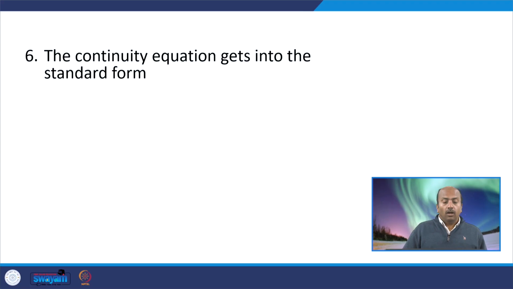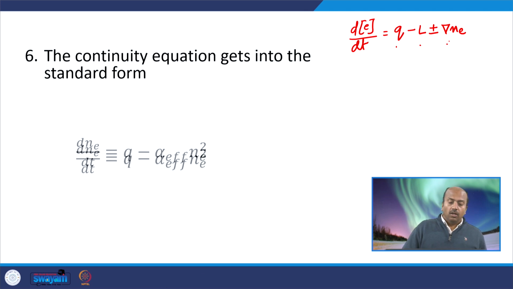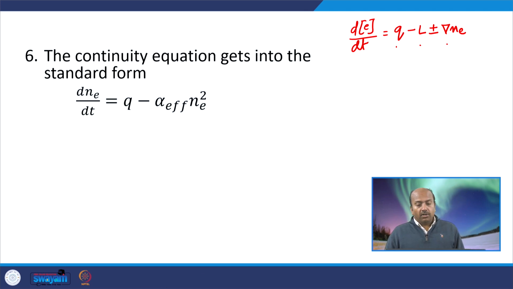Right. Now, let us look at the continuity equation. We know what the continuity equation is; we have defined it in simple terms. The rate of change of electron density with respect to time is equal to the rate at which the electrons are produced, minus the rate at which the electrons are lost by means of the recombination process, and then you have plus or minus del dot (N_e v). So, production, loss and transport. Now, we will suitably modify the recombination. So, let us say we remove the transport term.